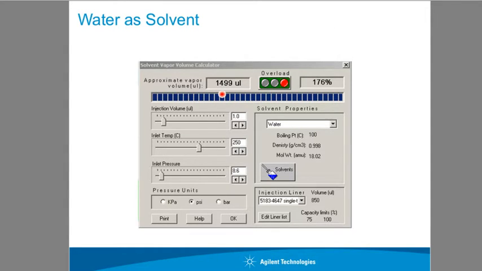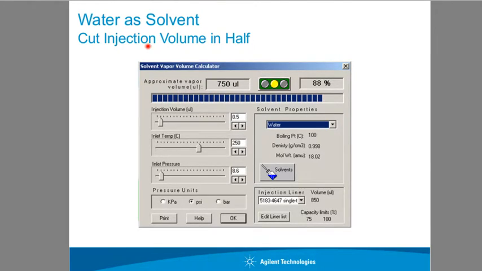Under those same conditions, again, 1 microliter, 250 inlet, 8.6 psi, I chose water instead. You can see that I'm going to have a serious problem because I'm at 176% capacity of the liner. So this is a severe case of backflash, and this is going to be very, very problematic. So if you are doing water or need to use water as your solvent, what can we do? Well, we can cut it in half. We chose half a microliter, and under these conditions, we're okay. We're only at 88% capacity of our liner.